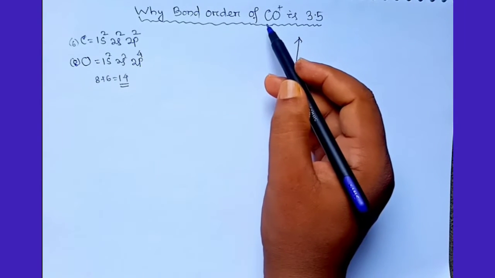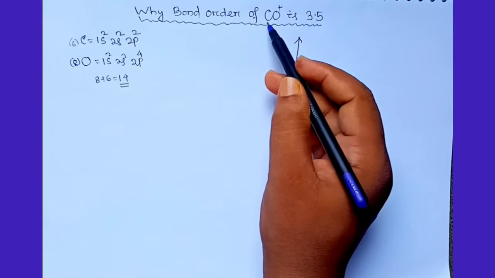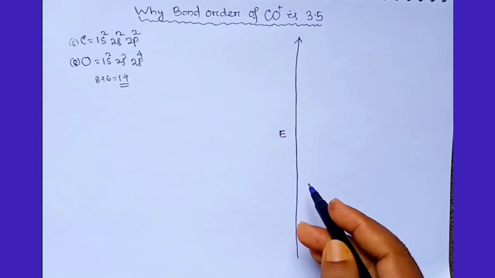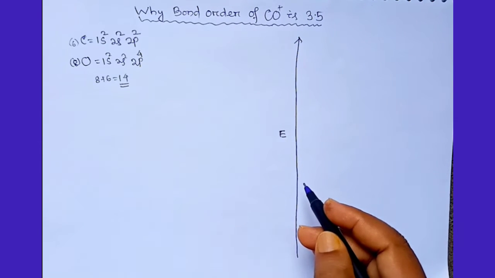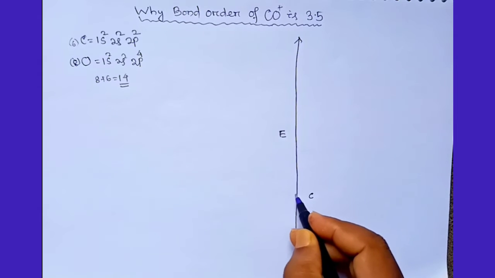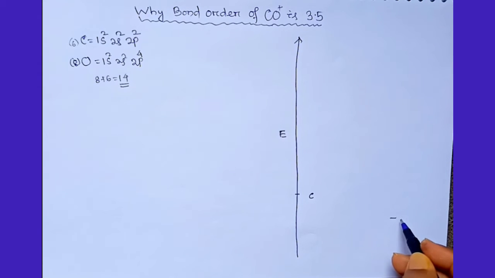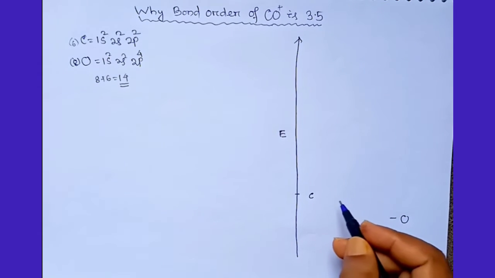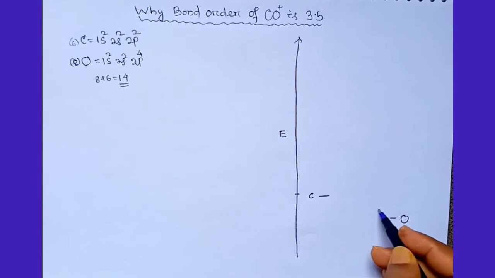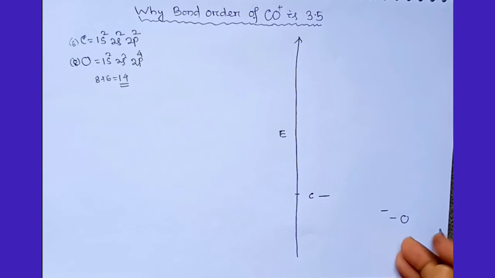This CO molecule is the combination of two atoms, carbon and oxygen. Now we show their various atomic orbitals on the energy axis. This is the carbon and this is oxygen. Now the 1s atomic orbital of carbon and the 1s atomic orbital of oxygen will combine.